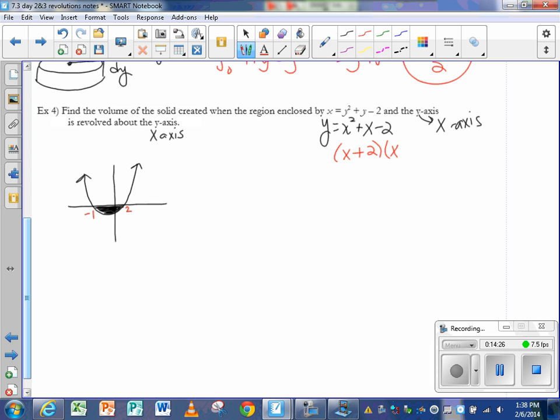Oh, I just said it wrong. I didn't mean negative 1 to 2. I meant negative 2 to 1. Pardon me. Because when I factor this, I get plus 2 and minus 1. So my boundaries are going to go from negative 2 to 1. And the thing I'm spinning is this little red rectangle here around the x-axis. And the height would just be the function's value. So my radius is just going to be x squared plus x minus 2.